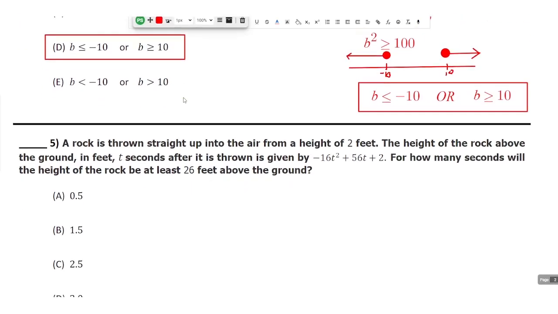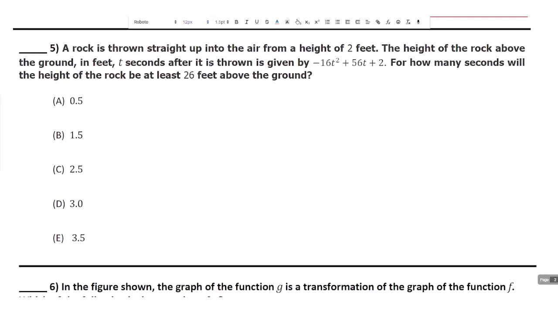Okay, number 5. It says a rock is thrown straight up into the air from a height of 2 feet. The height of the rock above the ground in feet, t seconds after it is thrown, is given by negative 16t squared plus 56t plus 2. For how many seconds will the height of the rock be at least 26 feet above the ground?